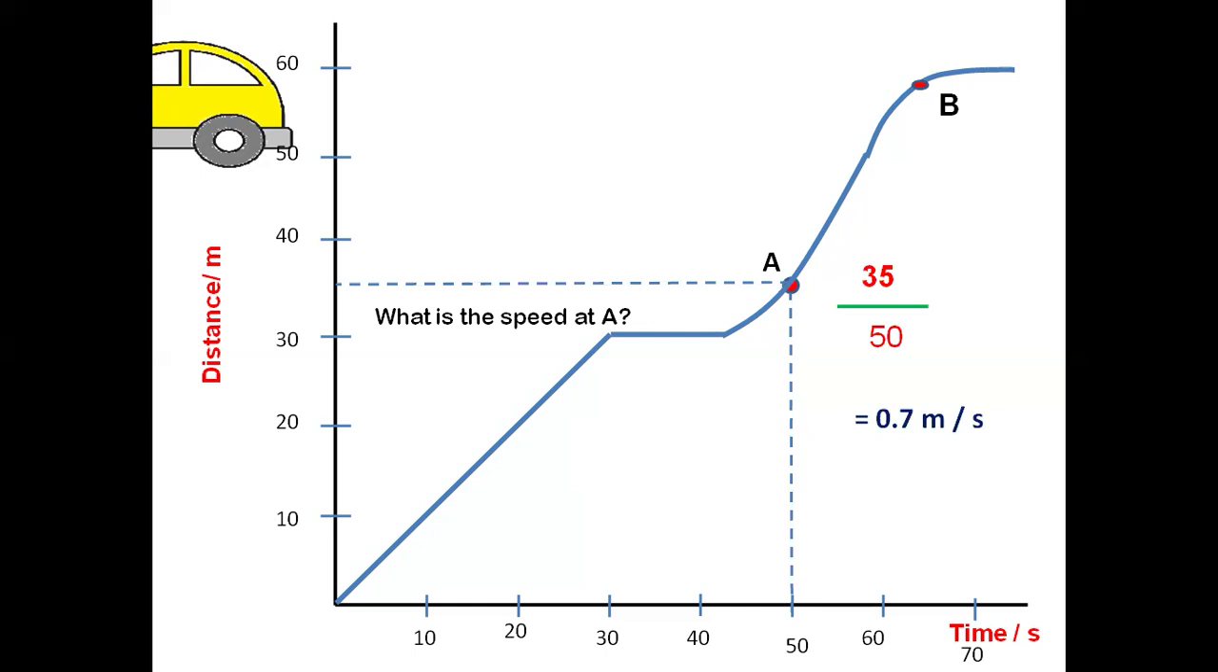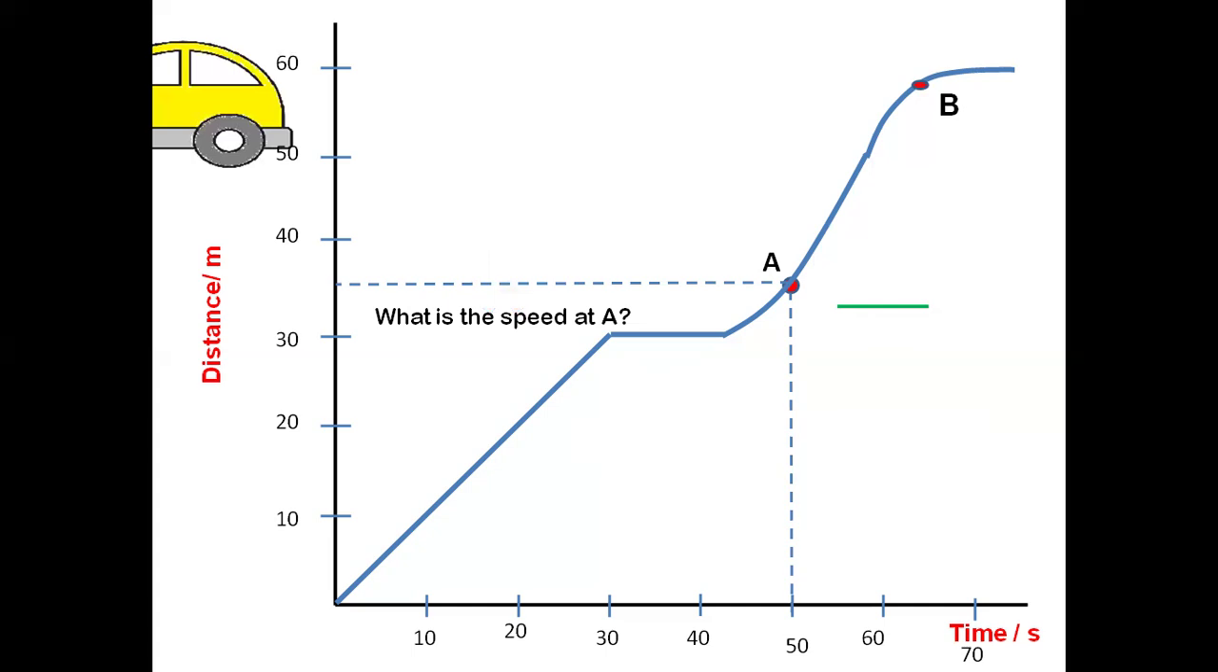This formula is applied when the body moves with constant speed. But here there are changes in the speed. The first part of the journey had a speed of 1 meter per second. Then there was no motion. Then the car accelerated. So it means we cannot say that the total distance covered in 50 seconds, which is 35 here, is the speed of the car at that point A when time is 50 seconds. So in order to find the exact speed at 50 seconds, what is to be done? This is the wrong way, which is shown just now.